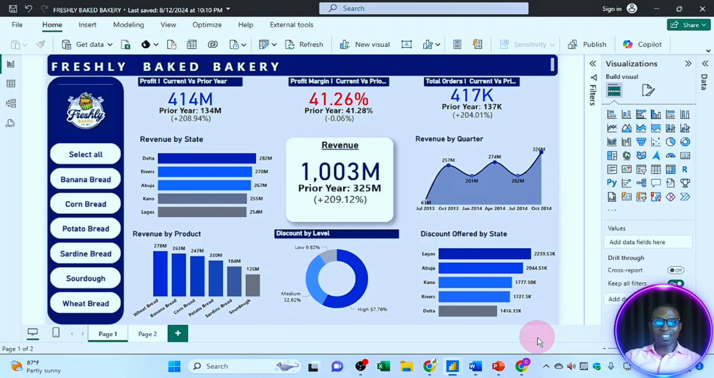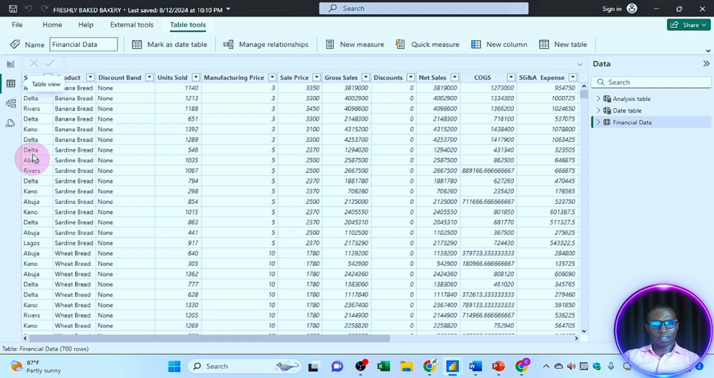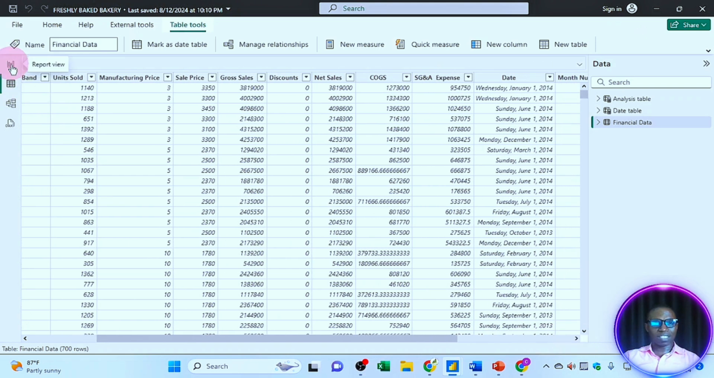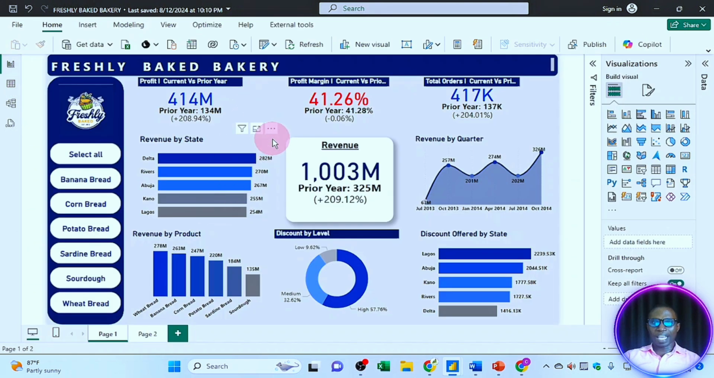You are welcome. And in this video, we want to look at the key performance indicators and some of the visuals of this report. This is the raw data that was given, and you can see we have the sales price, the gross sales, the net sales, then the cost of goods sold, then the expenses. So it wasn't as if we have the income statement or the cash flow or the balance sheet, which is the statement of financial position.